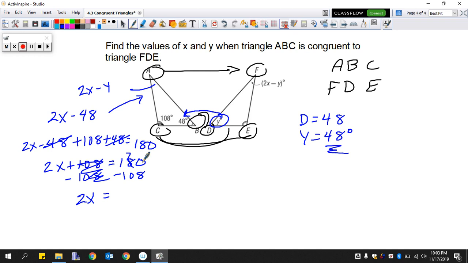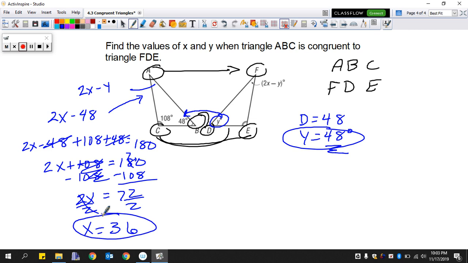72, divided by 2. So x is equal to 36. So now we know that y is equal to 48 and x is equal to 36.